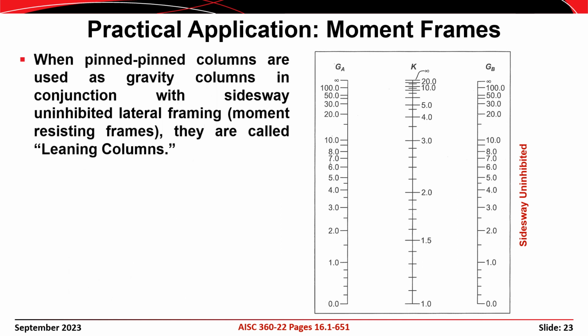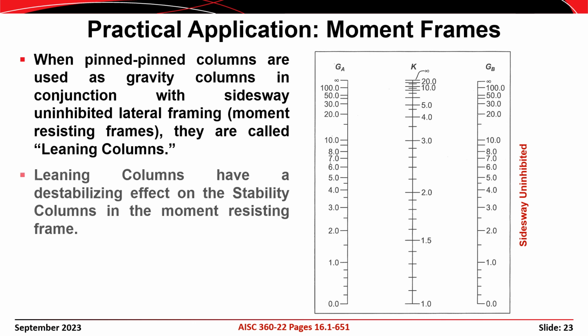Another important consideration is that when moment-resisting frames are used in a steel structure, it is often the situation that only some of the columns are included in the moment framing in any given direction. These columns are referred to as stability columns. The remaining columns are included only to resist gravity loads and are often framed with simple connections and are thus treated as pinned-pinned. These gravity columns actually have a destabilizing effect on the stability columns that are part of the moment-resisting frames, and thus these gravity columns are referred to as leaning columns since they lean on or rely on the stability of the other columns for their own stability.